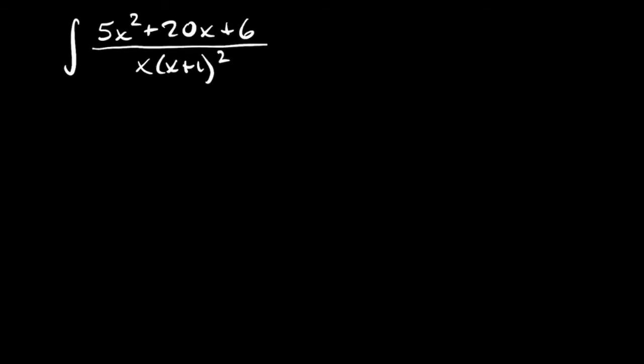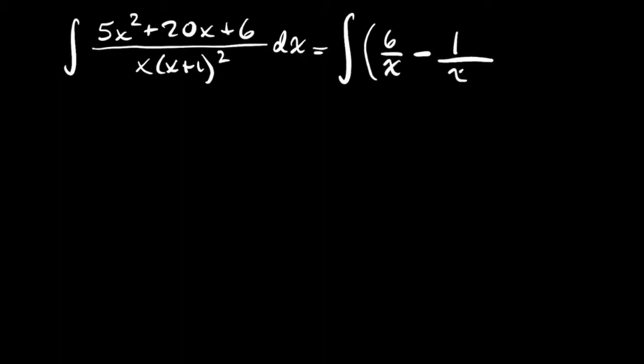So what this means is the integral of 5x squared plus 20x plus 6 divided by x times x plus 1 squared dx is really the same thing after our partial fraction decomposition as the integral of a over x, which was 6 over x, negative 1 for b, so minus 1 over x plus 1, and then 9 as c, so 9 over x plus 1 squared dx.